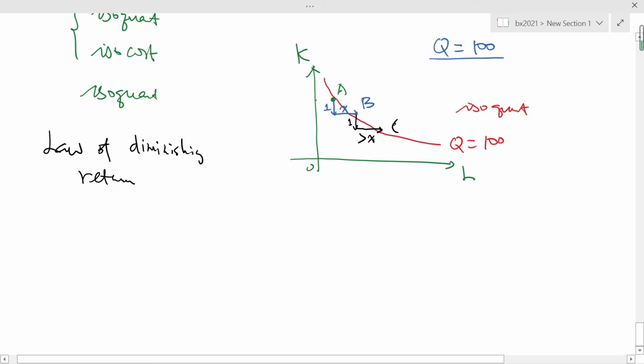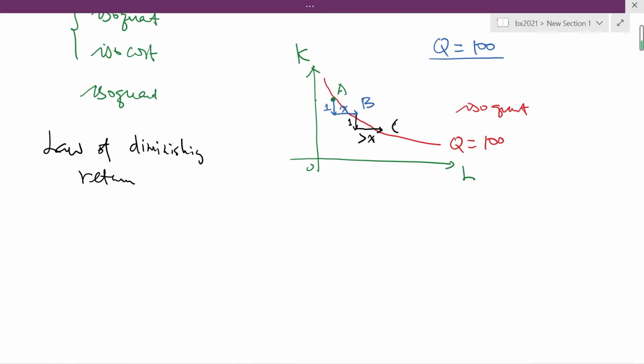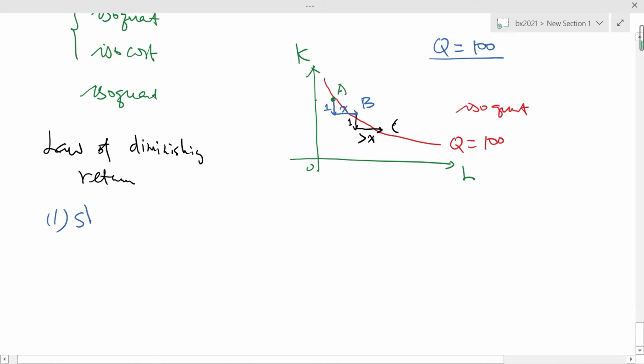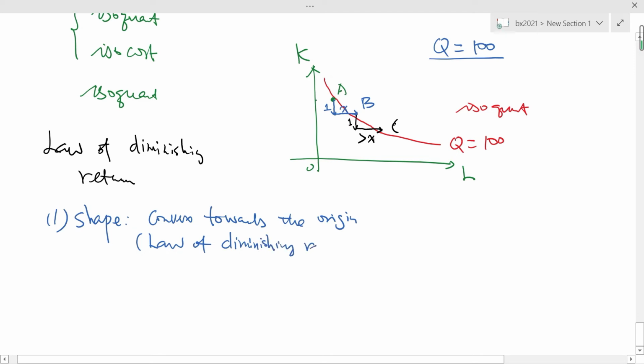There are several observations we are going to have here. First observation, the shape. We see that it's convex towards the origin, or bowed towards the origin. And this is because of the law of diminishing returns. Second observation is the slope.